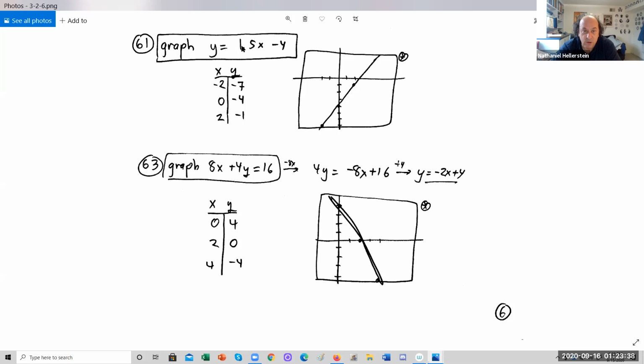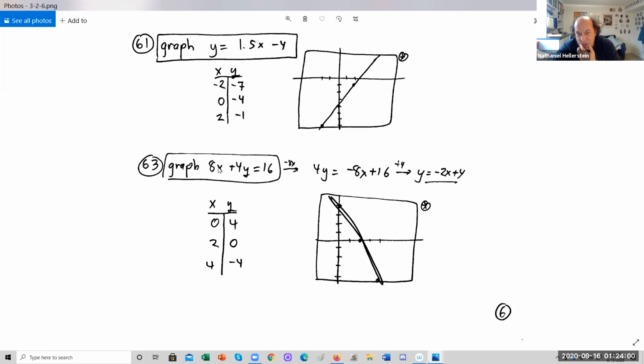When x is 0, this term cancels and you get y equals negative 4. 0, negative 4, this point here. When x is 2, 1.5 times 2 is 3. 3 minus 4 is a negative 1. So 2, negative 1, this point here. So you draw this line here, and there you have it.